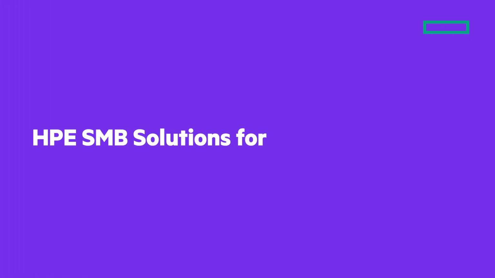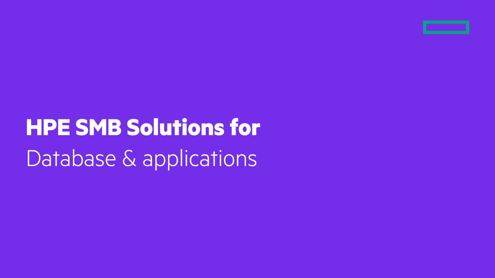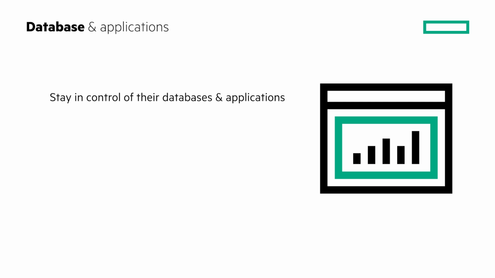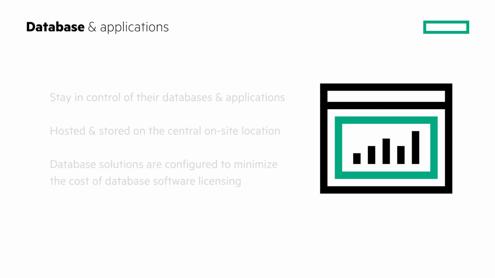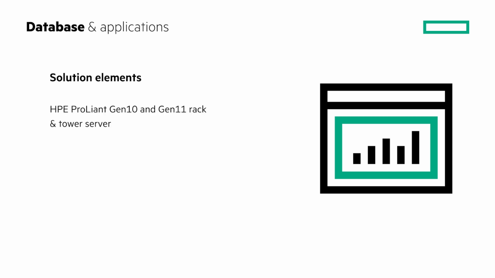The HPE SMB Solutions for Database and Applications addresses the needs of customers suffering from poor database or application performance, and who also wish to control and secure their data. Businesses can stay in control of their databases and applications with solutions that are hosted and stored on the central on-site location, ensuring compliance with any regulation or business needs. Database solutions are configured to minimize the cost of database software licensing. The solution elements include HPE ProLiant Gen 10 and Gen 11 rack and tower server configurations, optimized for database workloads in a variety of sizes suited for SMBs.